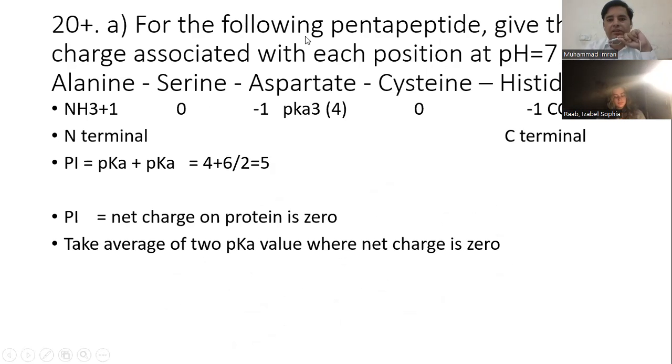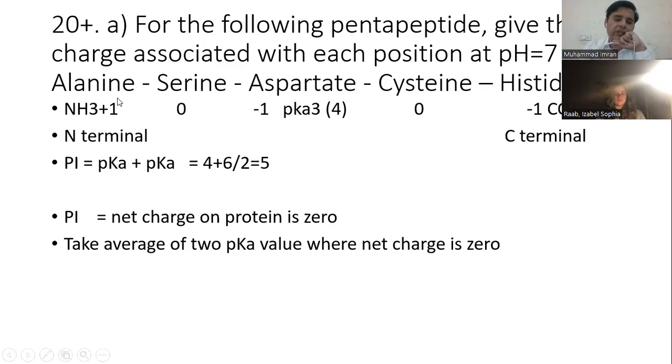For the following pentapeptide, give the charge associated with each position at pH 7. Alanine, serine, aspartate, cysteine, histidine. So at physiological pH, most of the neutral amino acids are in zwitterionic form. This means their amino group has an extra positive charge, and the carboxylic group does not have a proton.